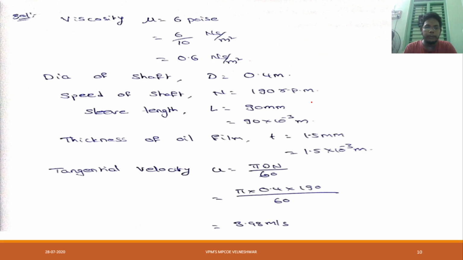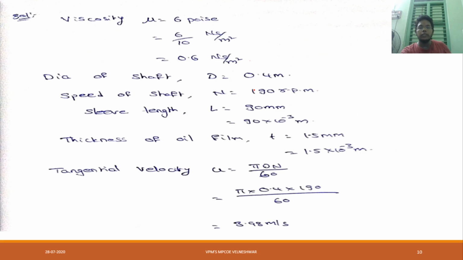Now here he has given speed and diameter. What we have to find? We can find the value of tangential velocity. U is equal to pi dn by 60.